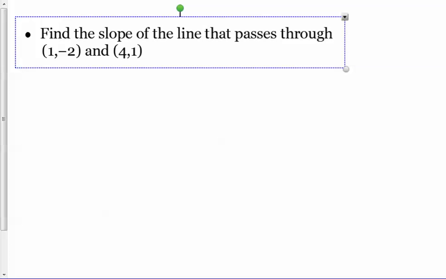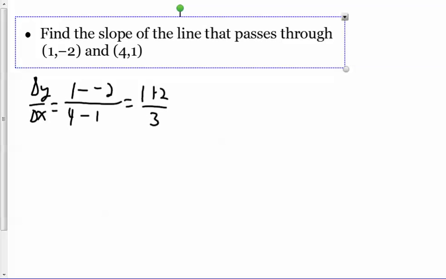Moving on. Find the slope of the line that passes through 1 comma negative 2 and 4 comma 1. So there's delta y over delta x. You can just go 1 minus negative 2 over 4 minus 1. So that's 1 plus 2 over 3, which is 3 over 3, so the slope is 1.